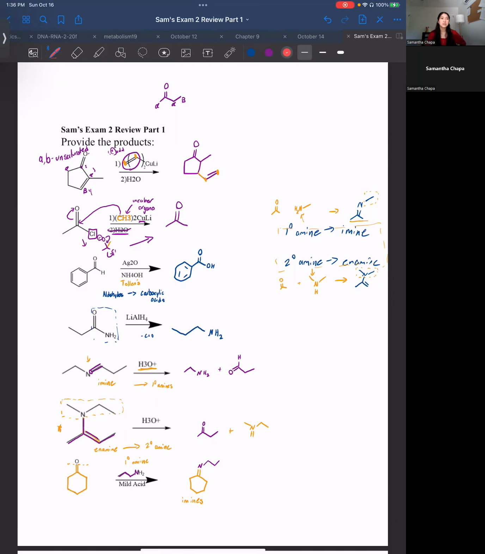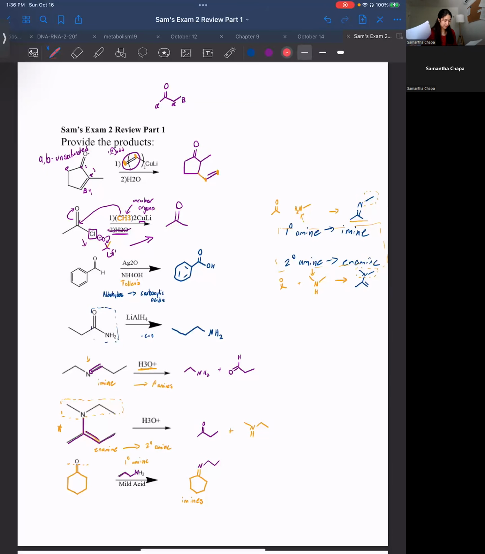What I recommend you guys do is make a cheat sheet. I made cheat sheets for myself all the time. Let's see an example of one. This is an example of one.